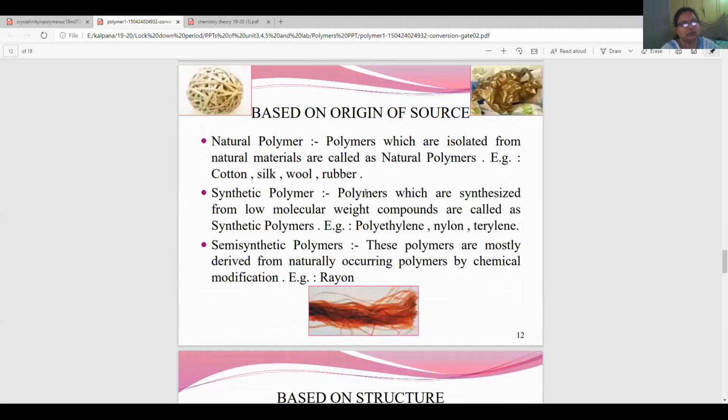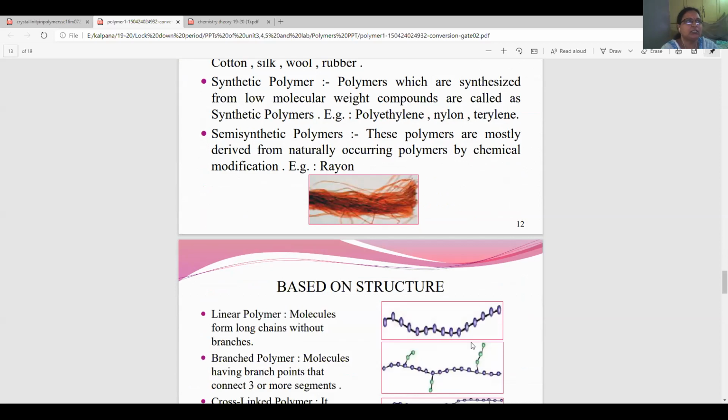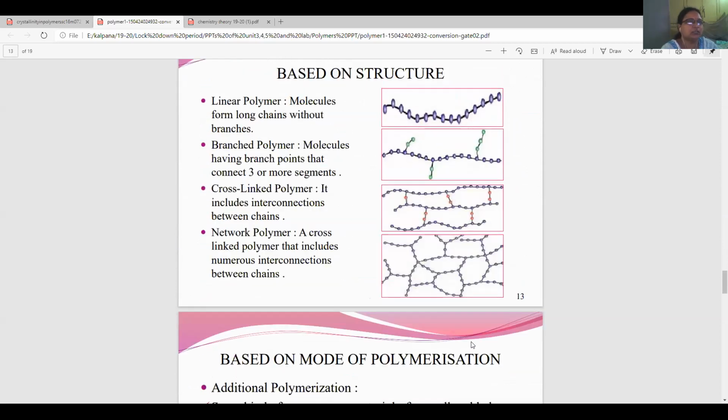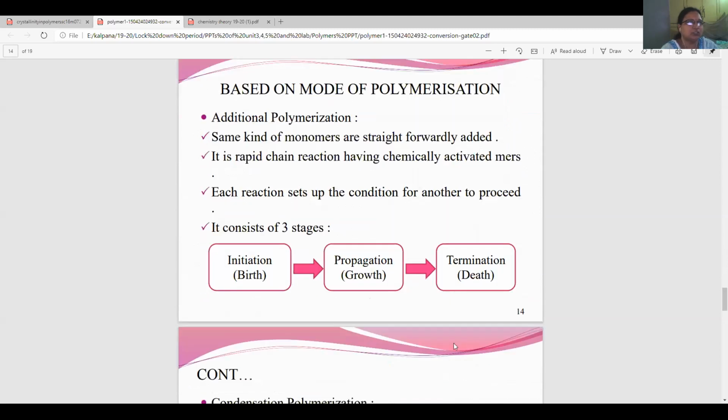Examples: natural polymers like cotton; synthetic polymers, polyethylene, nylon, terylene; semi-synthetic, rayon. Then based on structure, linear, branched, and cross-linked polymers. Then based on mode of polymerization, we have addition and condensation.